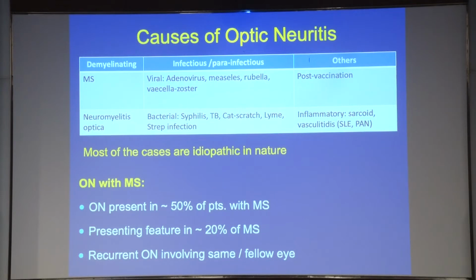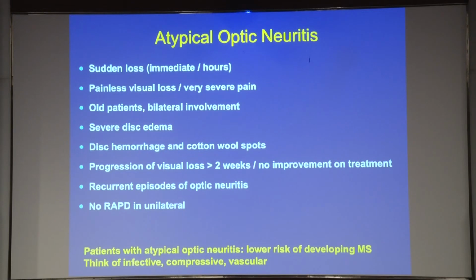And optic neuritis with MS, at the time when the ONTT trials were going on, MS was the single most worry that people used to have. So it was seen that optic neuritis as a part of MS was present in 50% of the patients, and optic neuritis as the presenting feature for patients who eventually went on to develop multiple sclerosis was almost 20%. And recurrences, of course, were seen in the same or the fellow eye. Now, what is our understanding of atypical optic neuritis?